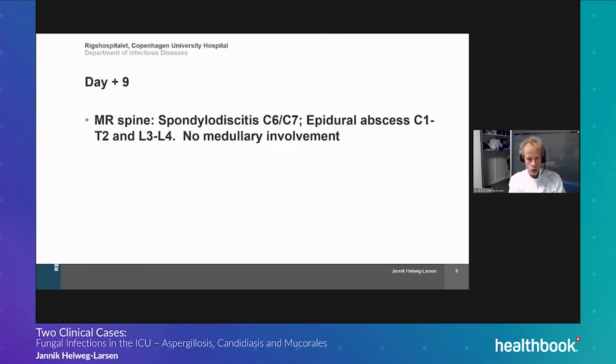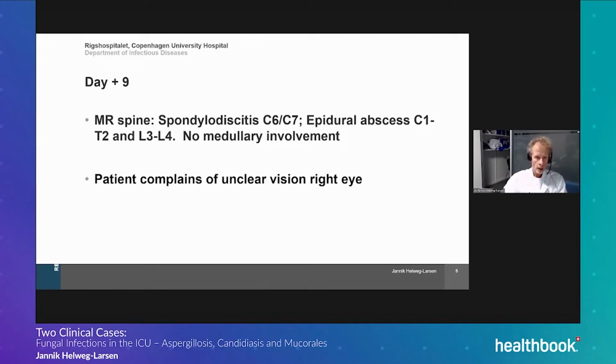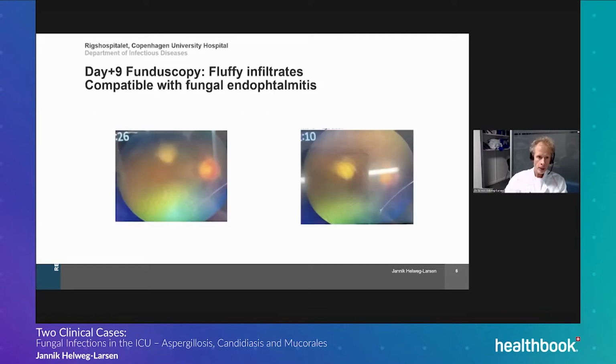And the source of his Staphylococcus was actually a spondylodiscitis with epidural abscess. But at this point, at day 9, the patient suddenly complains of unclear vision in his right eye. A fundoscopy was done, and he had fluffy infiltrates compatible with fungal endophthalmitis. You see some pictures here from the fundoscopy, and you see the atypical signs of what we see in fungal endophthalmitis.